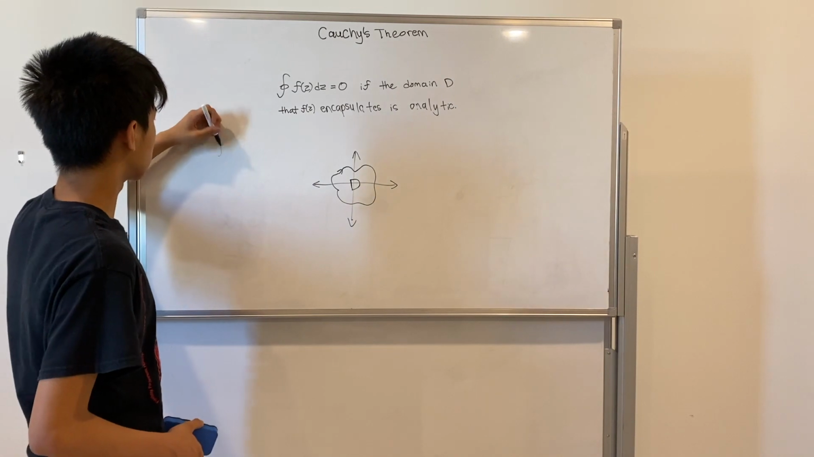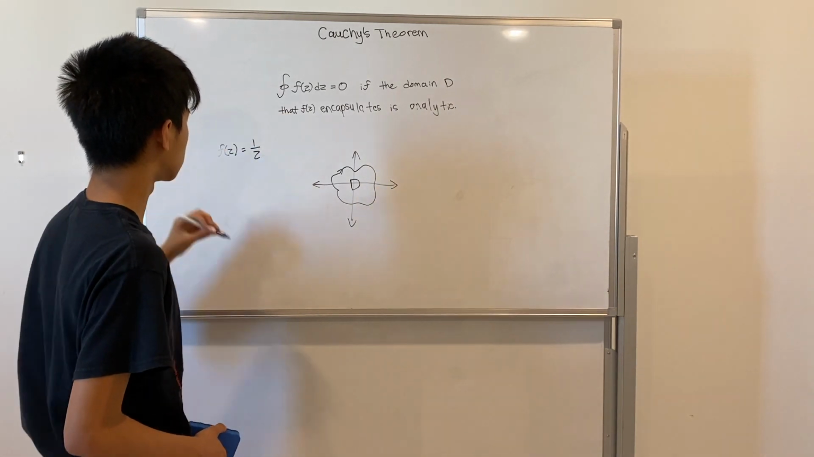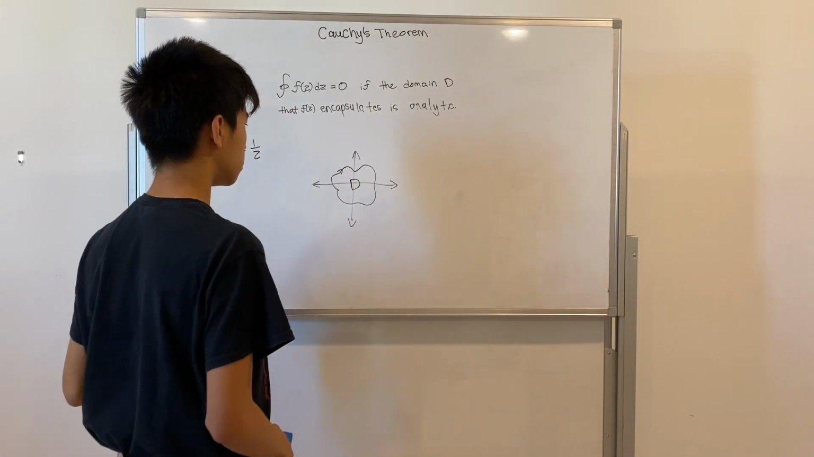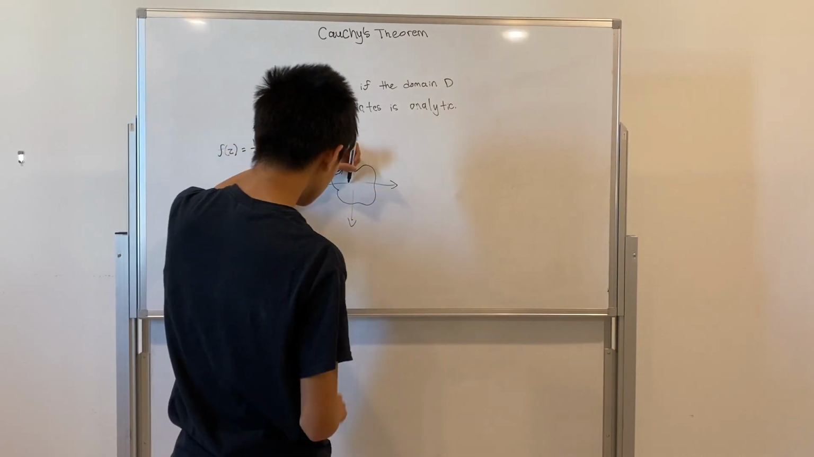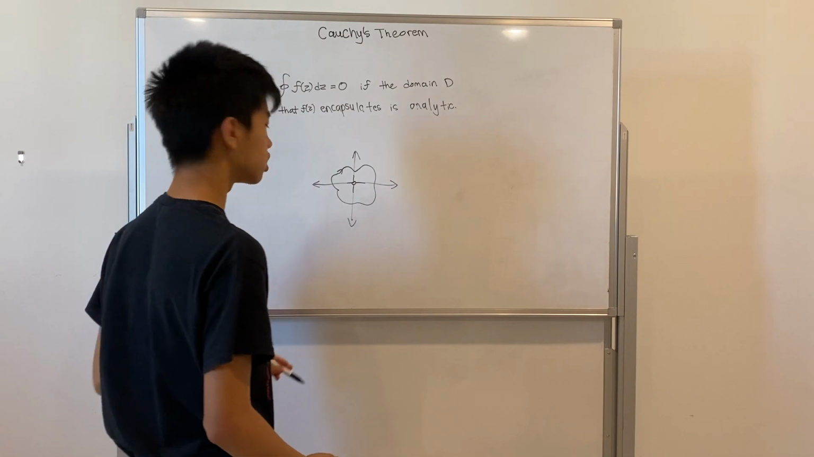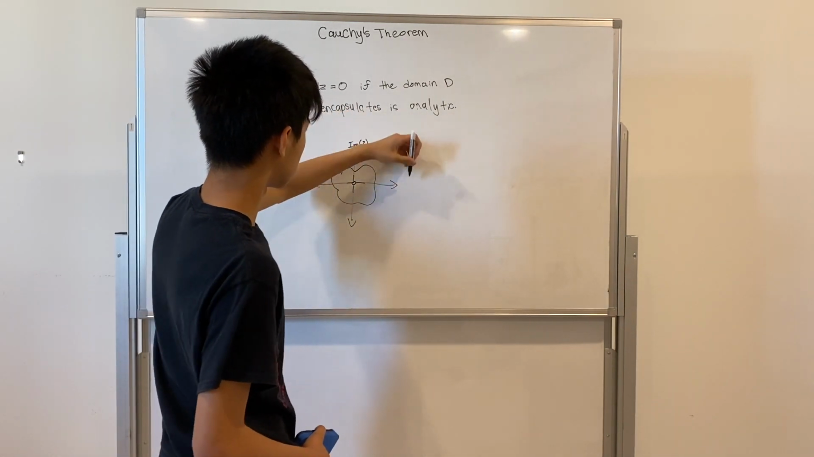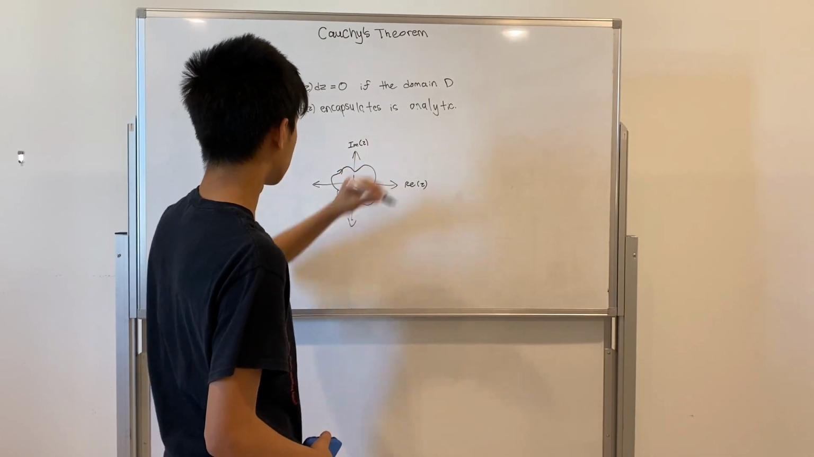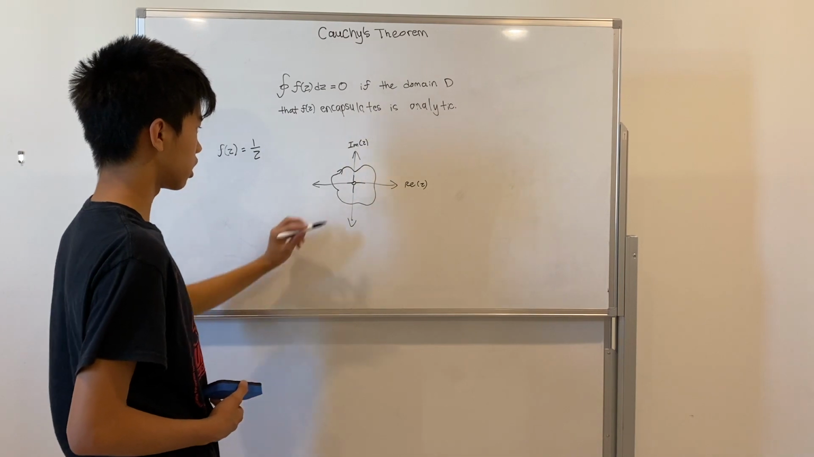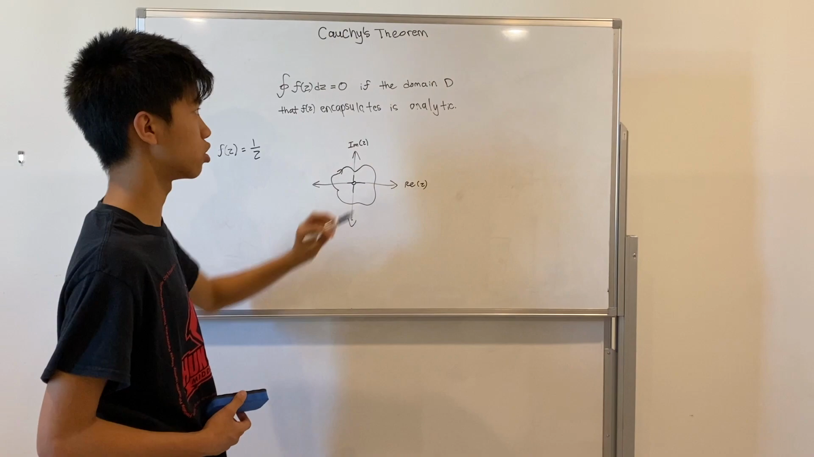So if f of z equals 1 over z, Cauchy's theorem could not apply here because there would be a discontinuity at z equals 0, right? Oh, I forgot to label my axes. It would not be continuous there or differentiable at that point. Therefore, f of z is not analytic throughout the domain D.